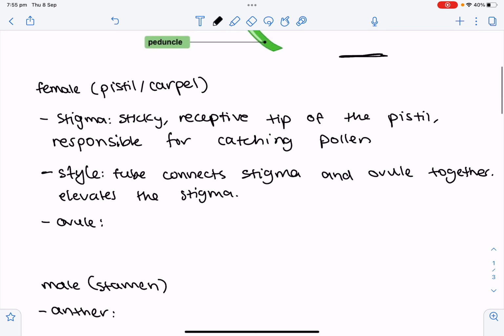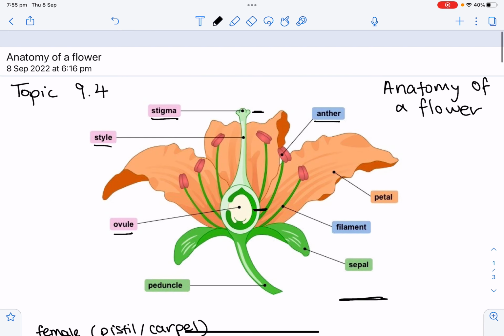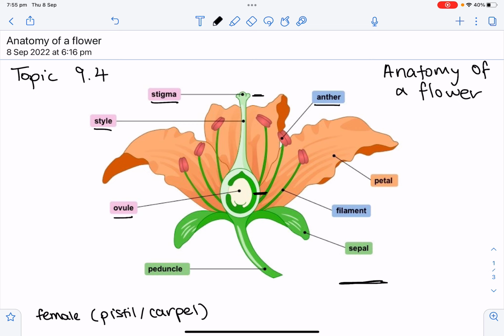Thirdly, we have the ovule. This structure contains the female reproductive cells, or the female gametes. After fertilization, the ovule will develop into a seed. So as you can see, these female reproductive parts are the ones that are highlighted pink on the flower.